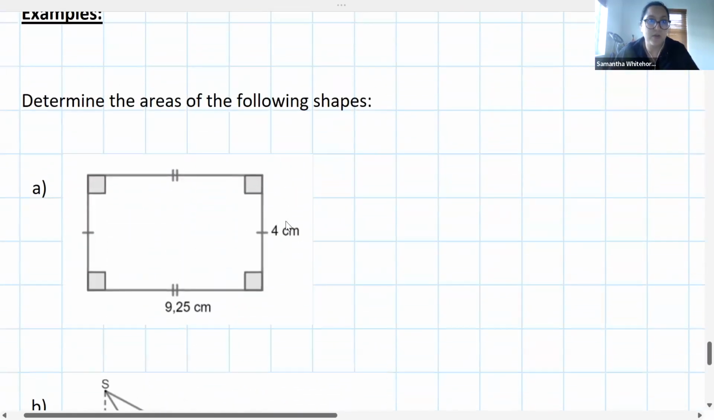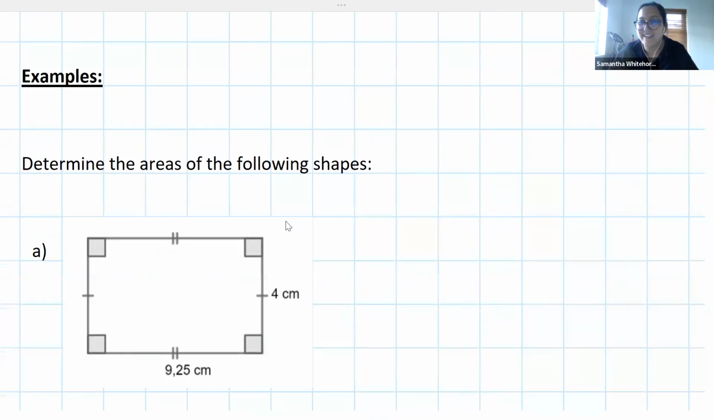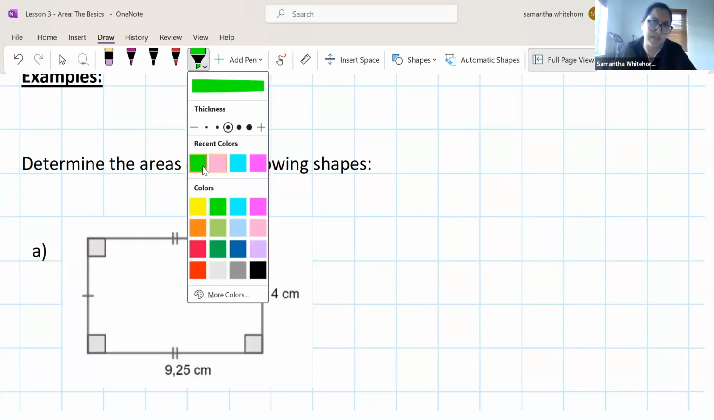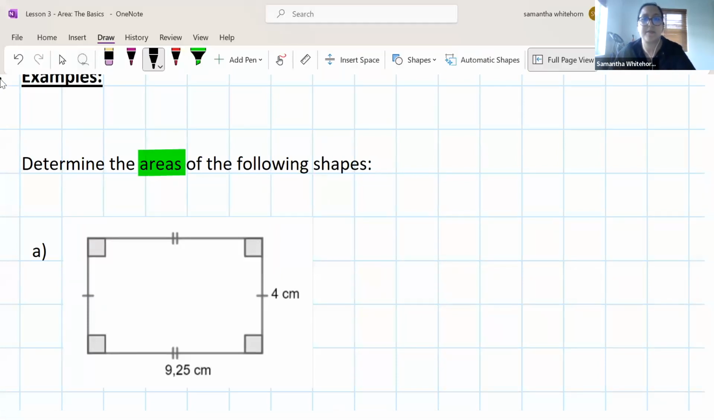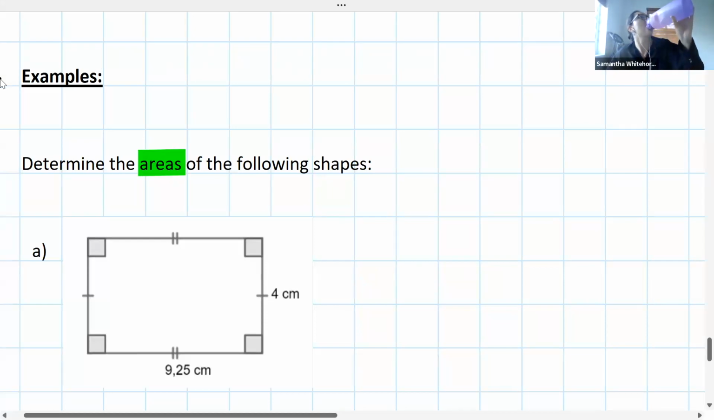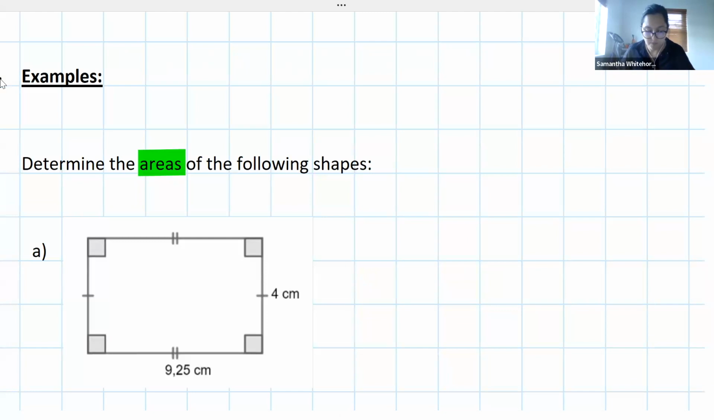Alrighty, so I want you guys to try the first question here. So we've got a rectangle and I want the area of the rectangle. Let's give it a try. You're going to do it by yourself. Let's see what we come up with. Remember, area units squared.